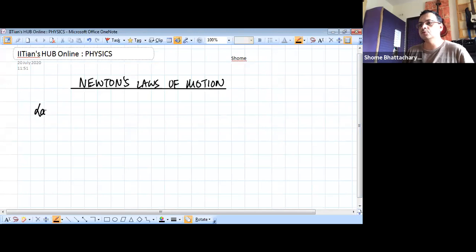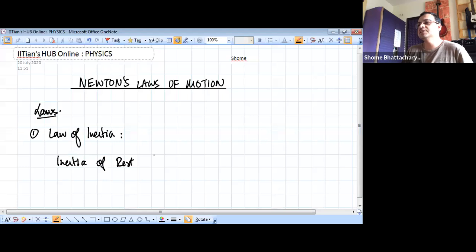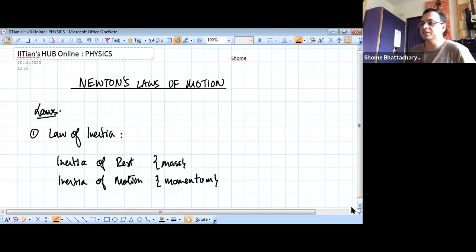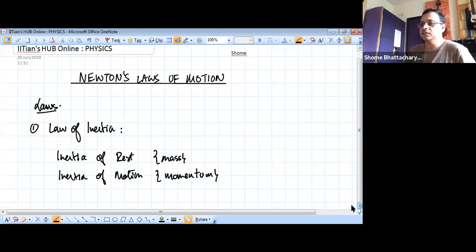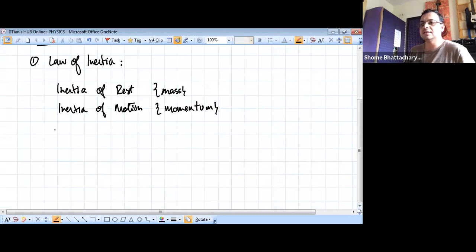So we saw the laws of motion. The first law was basically about the law of inertia. We had understood about inertia of rest, and that basically has to do with the mass of the body. We also saw the inertia of motion, and that has to do with the quantity of momentum. So the more the momentum of a given body, the more the amount of inertia of motion it has. Whereas if a body is at rest, the inertia is represented by the mass, or you can say it is proportional to the mass. Now let us understand the inertia of motion concept with another example.